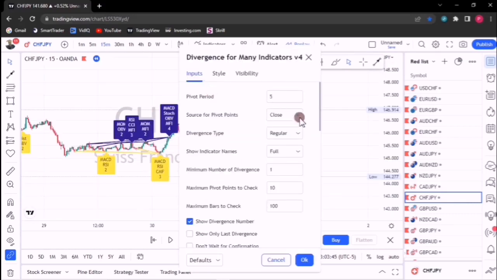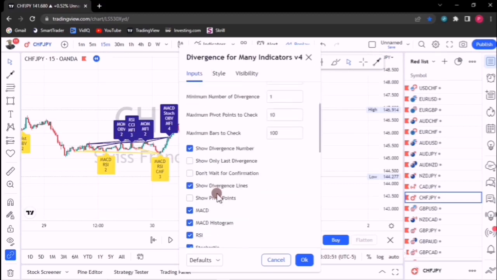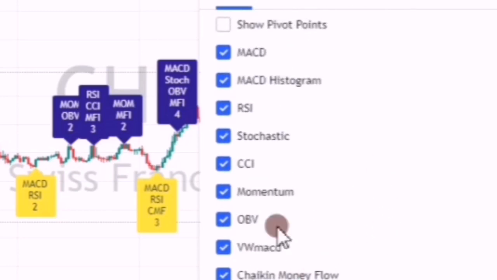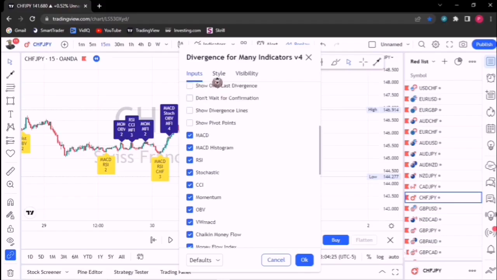The way I like to use it is in the inputs: show divergence number, yes, show divergence lines. I like to uncheck that. The MACD. Now these are the indicators which this indicator goes through. If it finds a divergence in any of these indicators, it reflects it. Right here it found two divergences from the MACD and the RSI. So that is how it works.